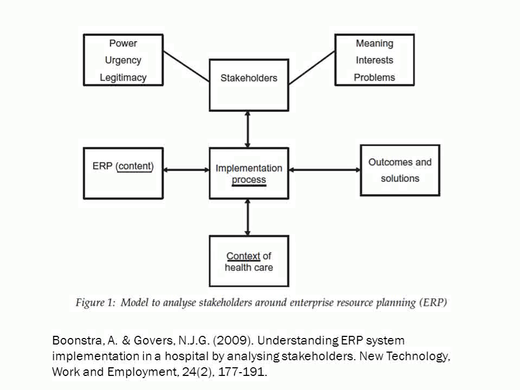So in the implementation process, we need to consider the stakeholders, their power, their urgency, their legitimacy, meanings, interests, and problems they may face. We need to think about outcomes and solutions, the ERP content, and the context of healthcare. So the implementation process has to all be done within the context of healthcare.